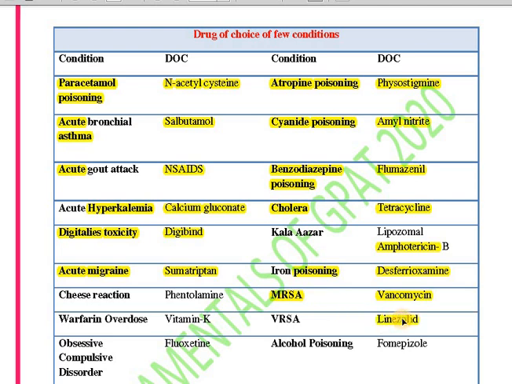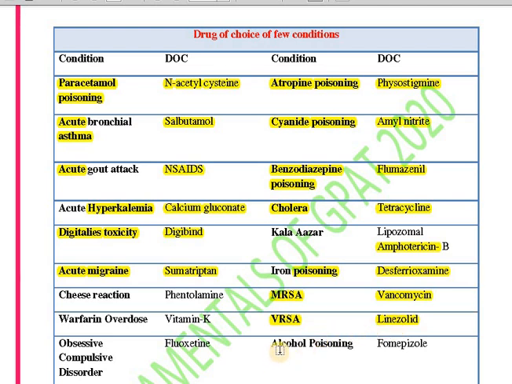So next one is linezolid. Linezolid is a drug of choice in VRSA. VRSA means vancomycin resistant staphylococcus aureus. So staphylococcus aureus was the bacteria which developed resistance to many antibiotics. Most of the antibiotics are ineffective in staphylococcus aureus infection, so vancomycin was used. But some staphylococcus aureus strains also developed resistance to vancomycin. In that case you have to use linezolid.